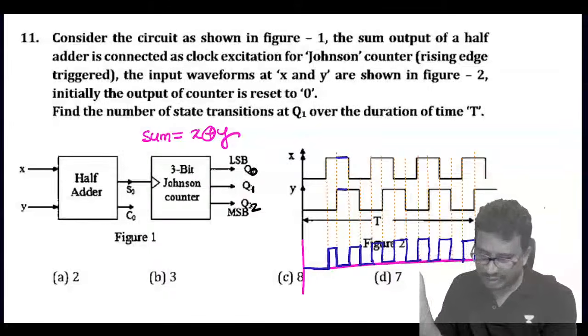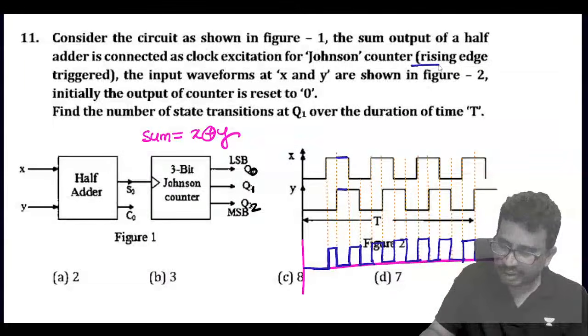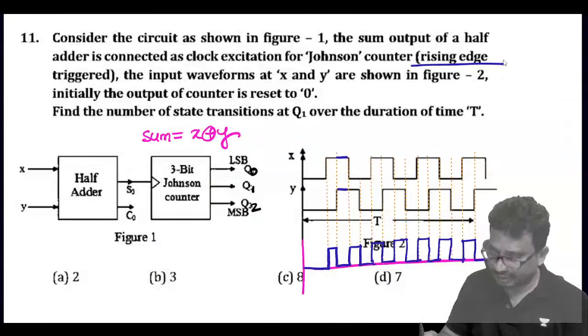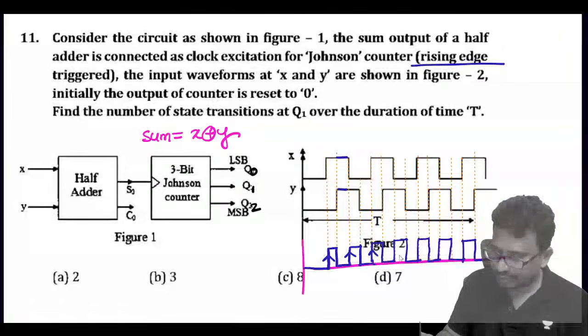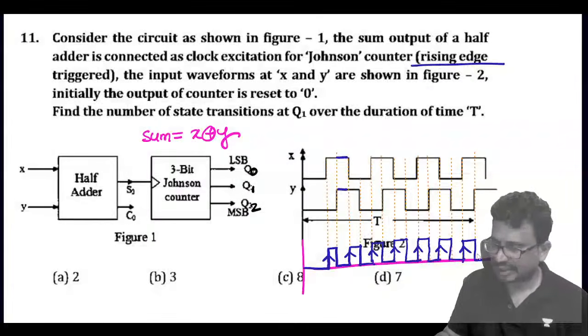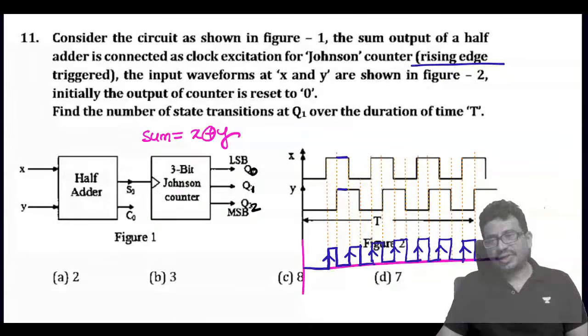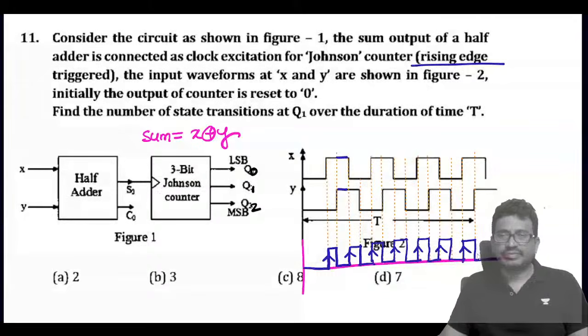So you see this thing here. What type of trigger is this? Rising edge means positive edge trigger. Now you can see this is positive edge 1, 2, 3, this is 4, 5, 6 and 7. So we have 7 clocks.